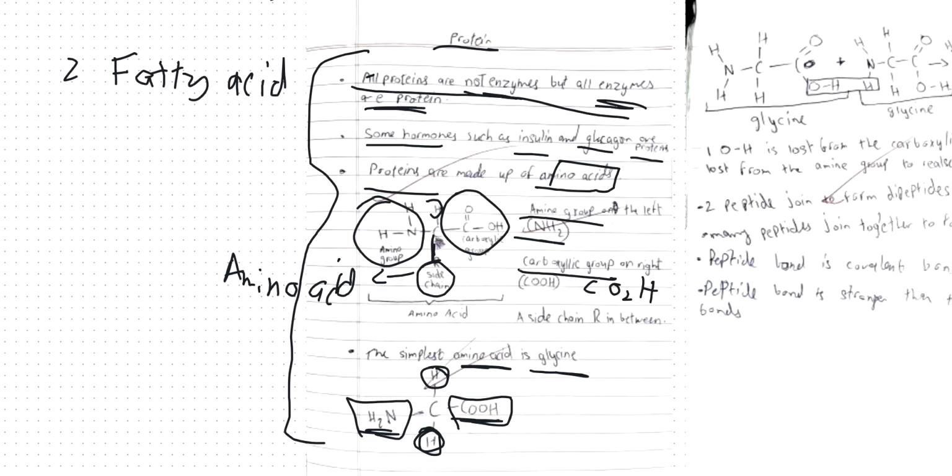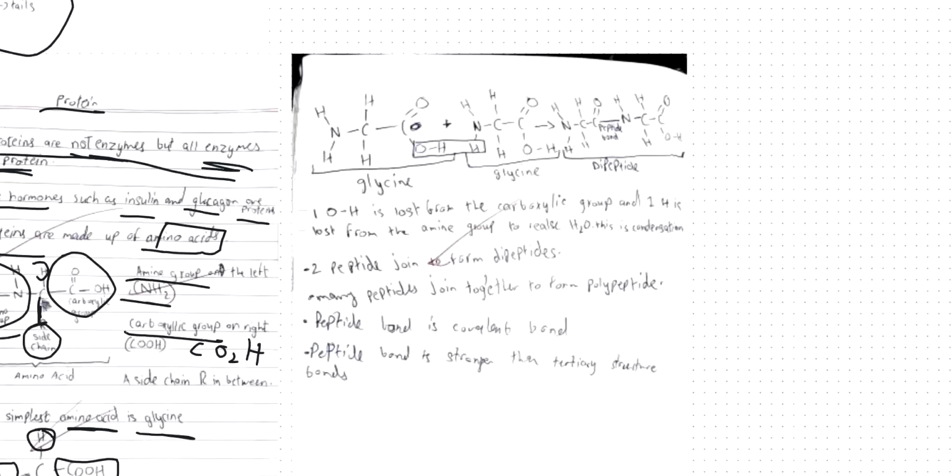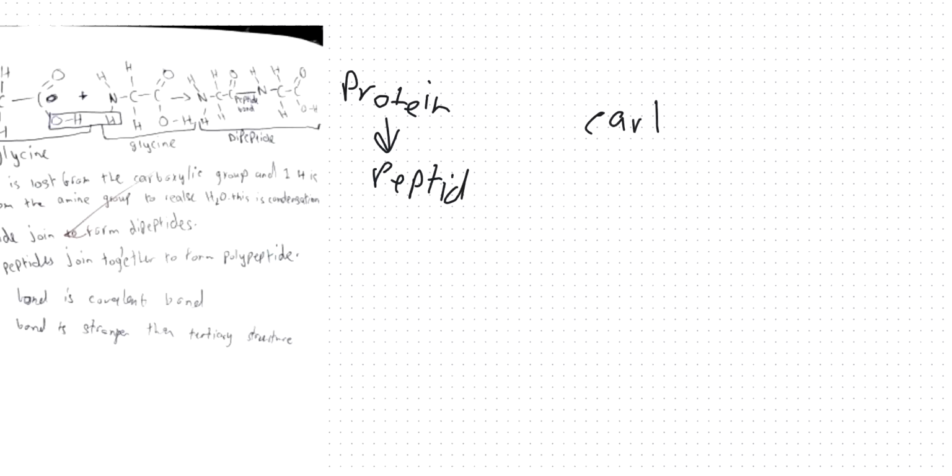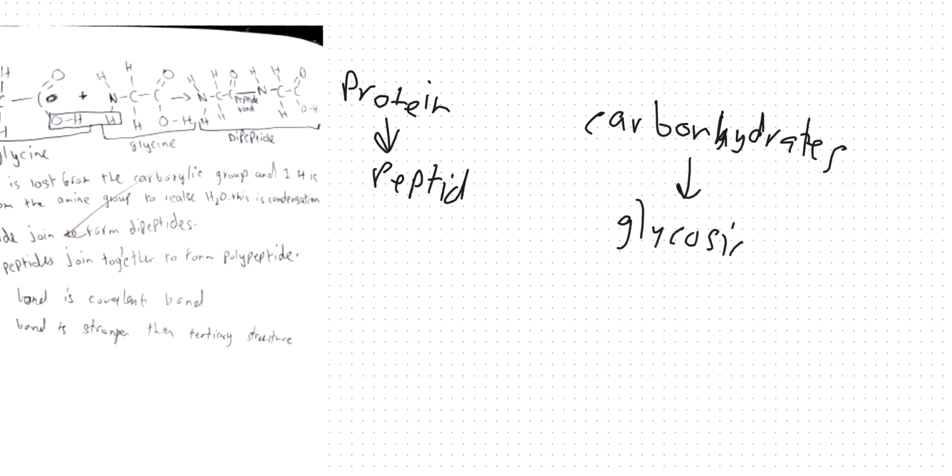So remember that the type of bonds in proteins are known as peptide bonds. So proteins form peptide bonds, and what type of bonds do carbohydrates form? Carbohydrates form glycosidic bonds. Proteins form peptide bonds.